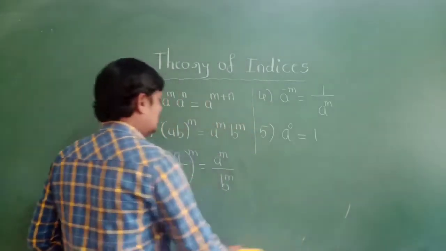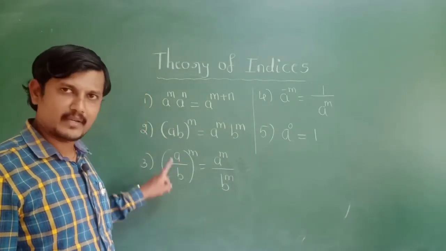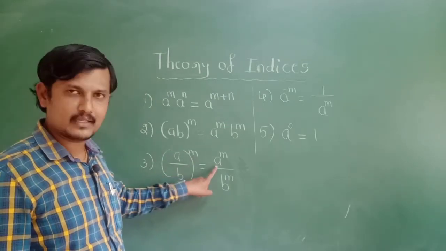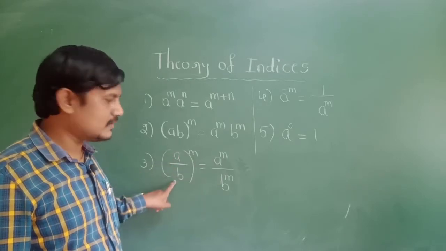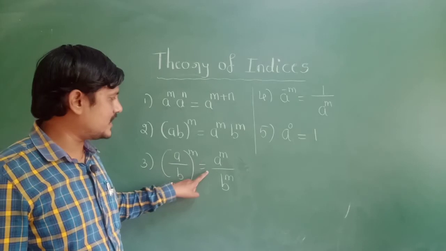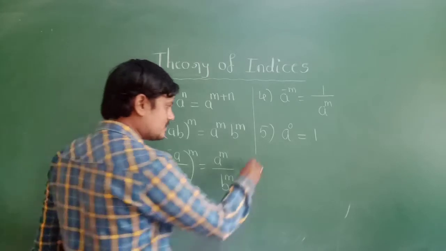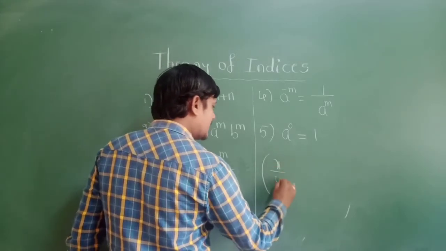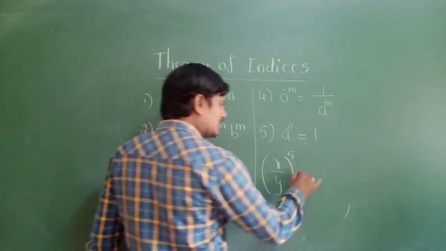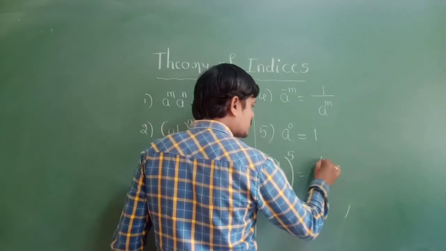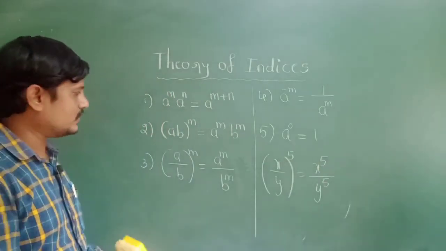Next, third case. Here the relation is division. If divide by is there, then we can separately write as a raised to m. (a/b)^m can be written as a^m divided by b^m. That means if (x/y)^5 is there, we can write this as x^5 divided by y^5. Separately we can write this one.